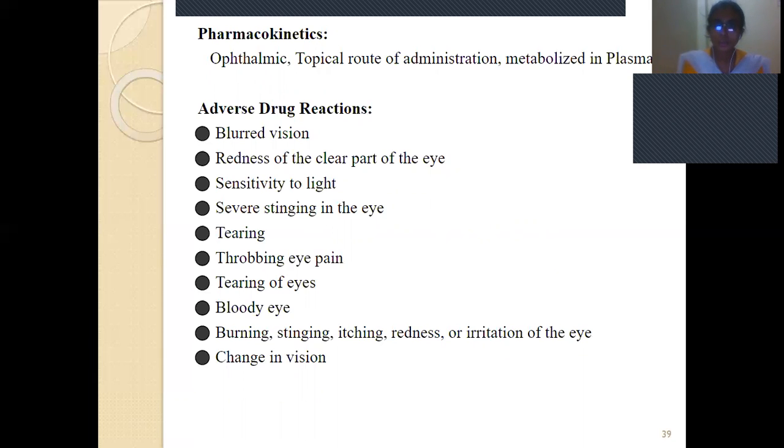Adverse drug reactions are blurred vision, meaning you can't see properly, and redness of the clear part of the eye. So it is mainly administered to the eye, and the side effects may also occur in the eye: redness of the eye, sensitivity to light, tearing, bloody eye, burning, itching, redness and irritation of the eye, and changes in vision.